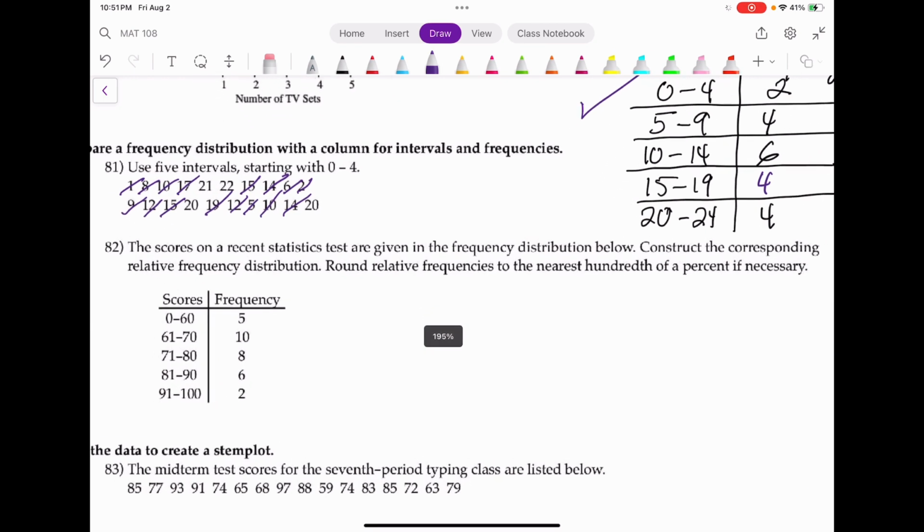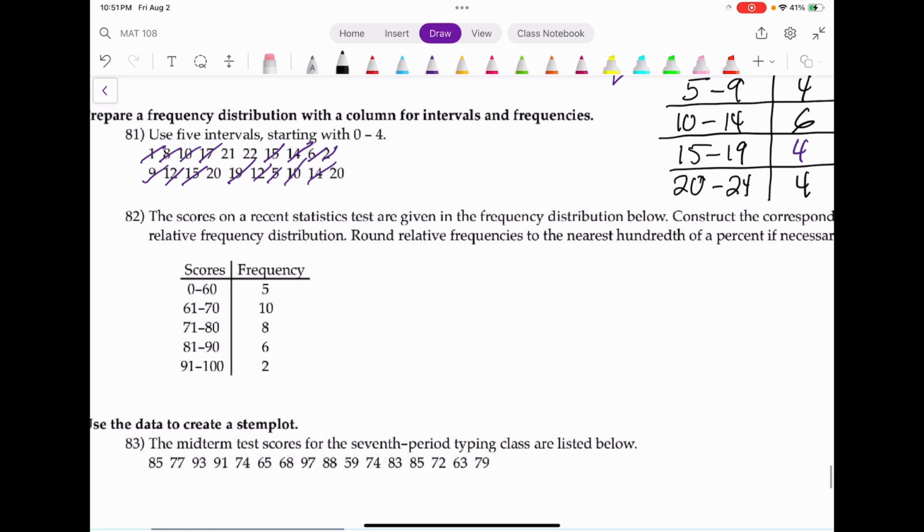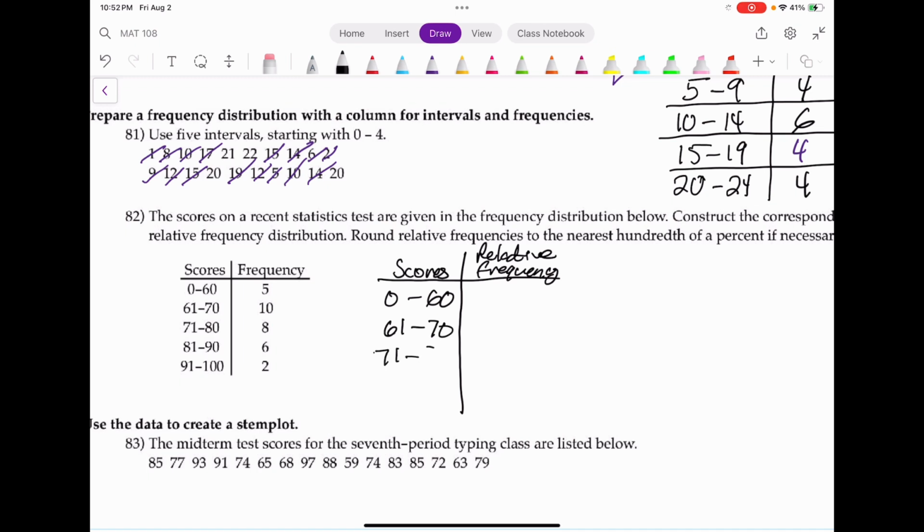So let's create our relative frequency distribution. I'm going to draw a new table over here. We have scores, and we're going to have our relative frequency. So our classes are 0 to 60, 61 to 70, 71 to 80, 81 to 90, 91 to 100. And let's smooth out some of the kinks.